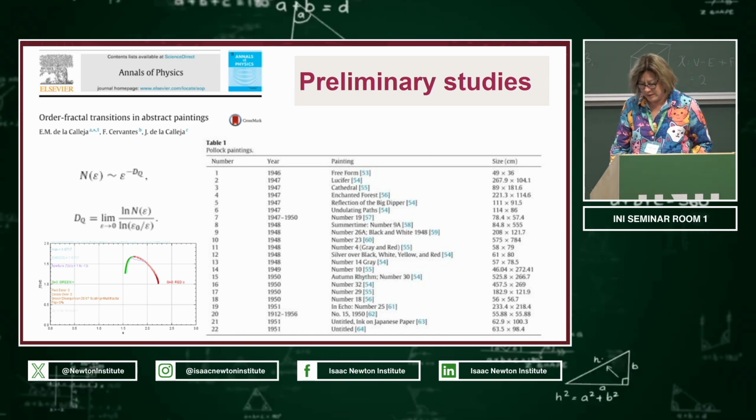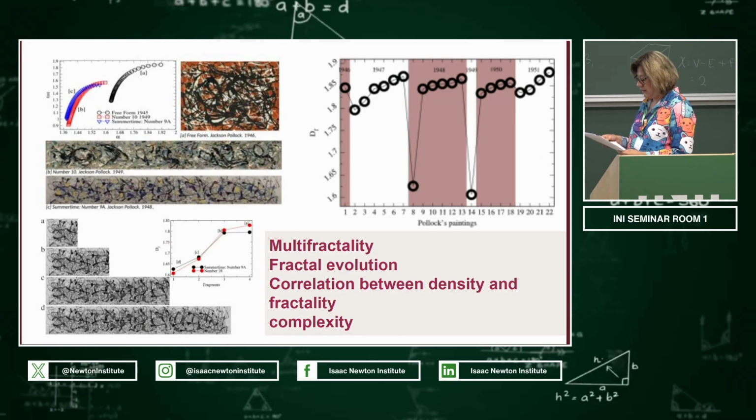These are some preliminary studies. In this work, we analyze multifractal dimension in 22 Pollocks. We calculate the spectra of dimensions and describe the space of complexity. We found multifractal characteristics, the fractal evolution by year, but also the evolution of complexity. We found a correlation between density and fractality, and we recognize the necessity to measure complexity using a different methodology.